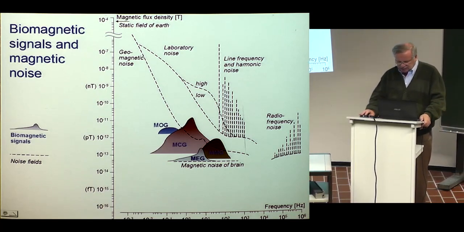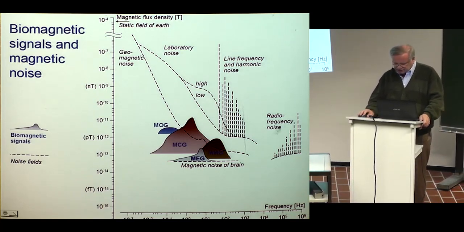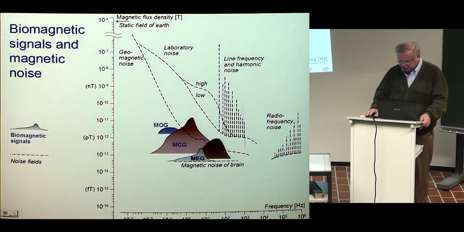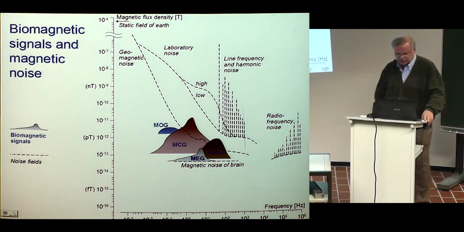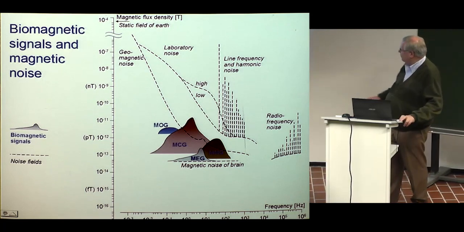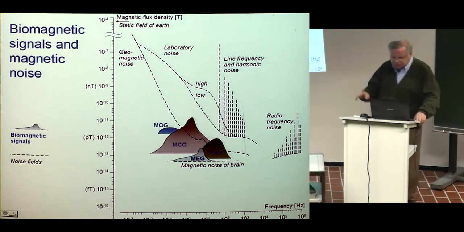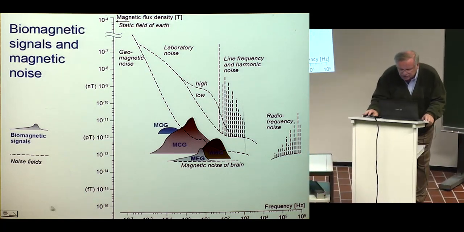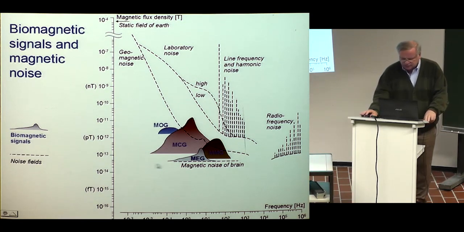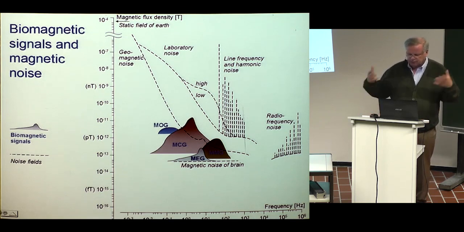So that is the laboratory noise typically. And here is radio frequency noise coming from the radio transmitters. That is typically so. So what you see from here is that, okay, there's still one level shown, which is the magnetic noise of the brain. In magnetoencephalography, it is important. So there's magnetic noise coming from the body also.